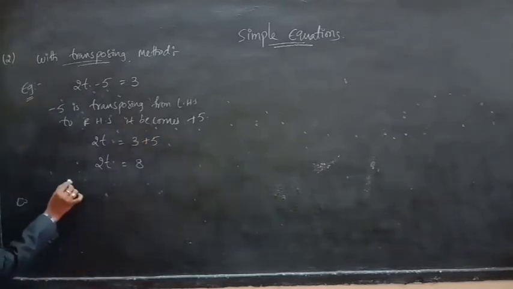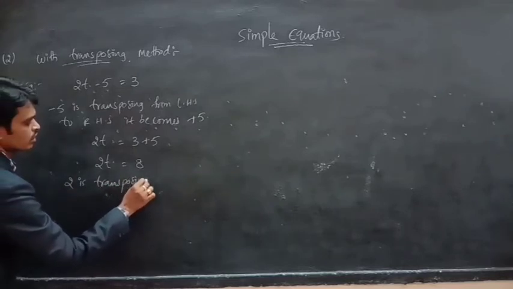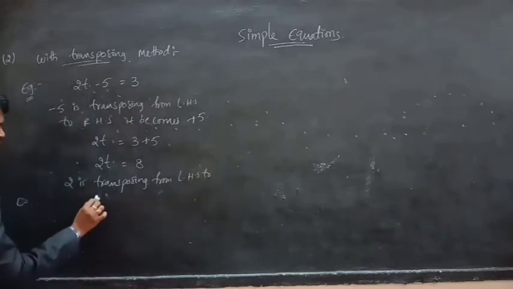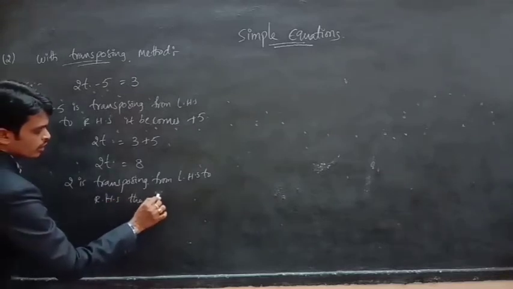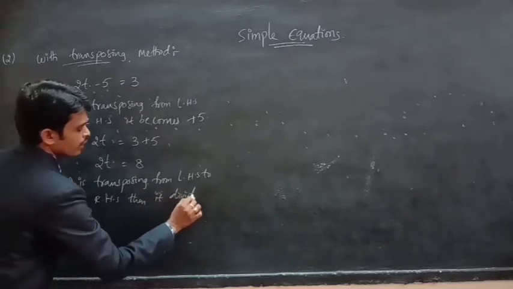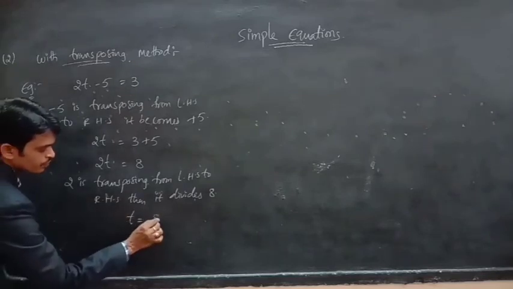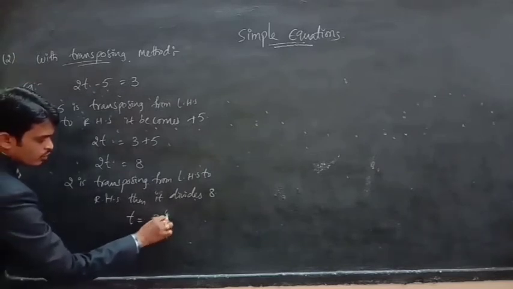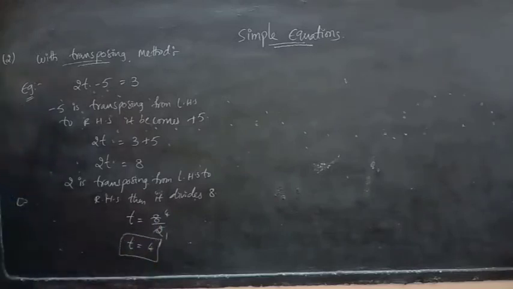Yes. So 2 is transposing from LHS to RHS, then it divides 8. Then t is equals to 8 by 2. Then 2 ones are 2, 2 fours are 8. Then t is equals to what? 4. t is equals to how much? We got the value 4.